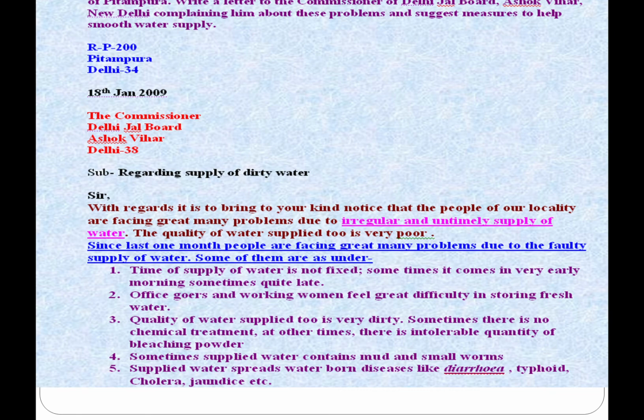Office goers and working women feel great difficulty in storing fresh water. Quality of water supplied too is very dirty. Sometimes there is no chemical treatment. At other times there is intolerable quantity of bleaching powder. Sometimes supplied water contains mud and small worms. Supplied water spreads waterborne diseases like diarrhea, typhoid, cholera, jaundice, etc.